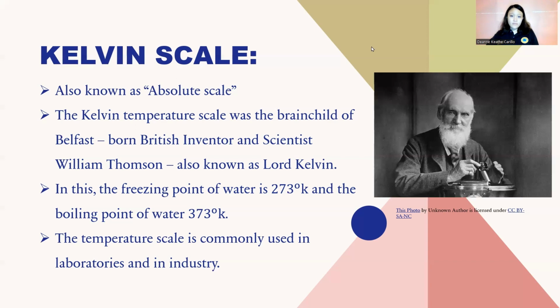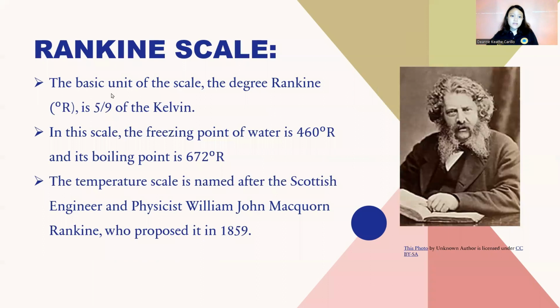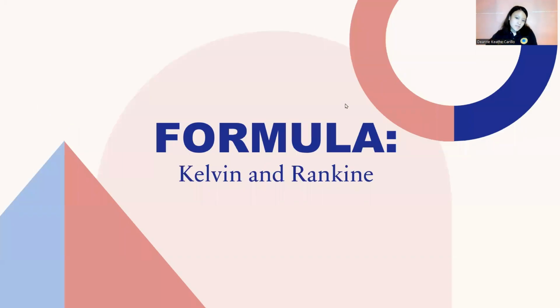While for the Rankine scale, the basic unit of the scale, the degree Rankine, is 5/9 of the Kelvin. This temperature scale was invented by the Scottish engineer and physicist William John Macquorn Rankine. In the year 1859, he proposed it. Now let's proceed to learning the formulas of Kelvin and Rankine.